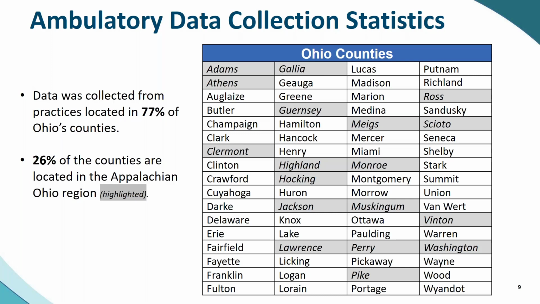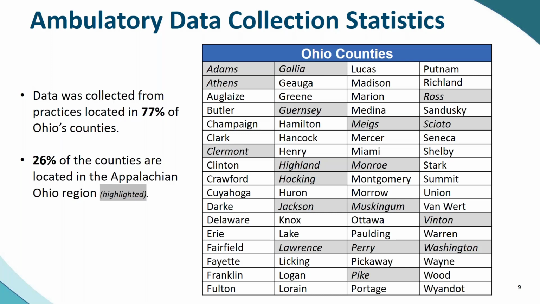So one of the things that I'd like to talk to you about is just the collection statistics. During the grant period, the very first year, we only collected from a few counties. However, as of August 31st, in our recent data pool, we have collected ambulatory data from 77% of Ohio's counties, which is great. The more information we can provide, the better.